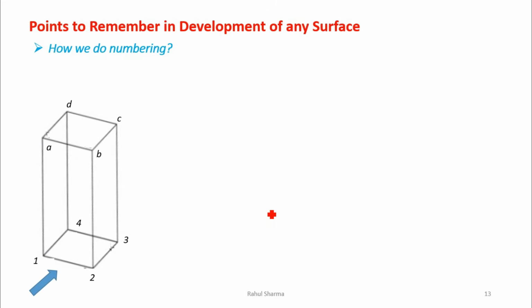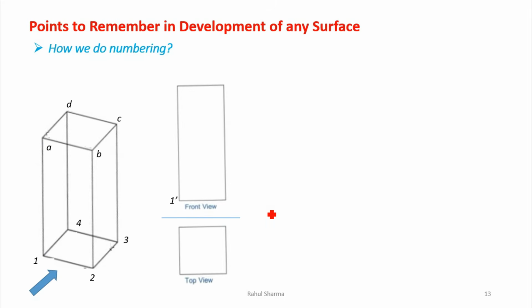Now we are watching the object from this side, as given in the direction of the arrow. It will give you the front view, a rectangular surface like this, and the top view like this. We have covered this in the topic of orthography, so we are only applying the method of orthography. After this we have to do the numbering.